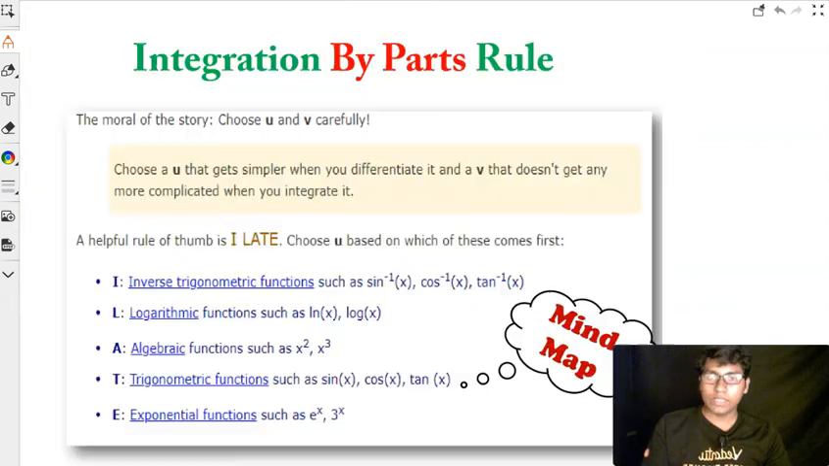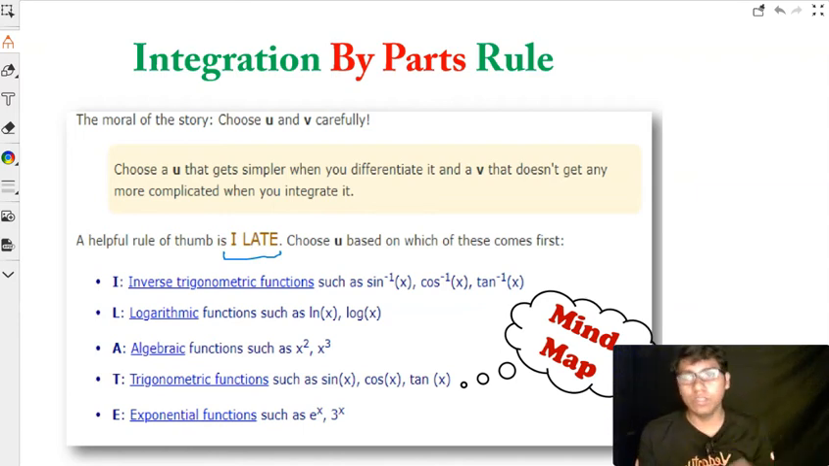The rule is called ILATE. This is the rule to choose u. Whichever comes first is my u. I stands for inverse trigonometric function, L stands for logarithmic function, A stands for algebraic function, T stands for trigonometric function, and E stands for exponential function. Out of them, whichever comes first will be my u and the other function will be my v.